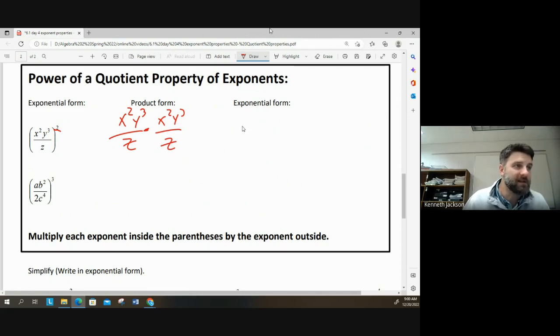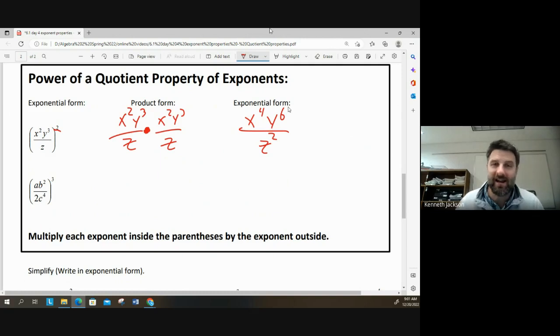Now the rule is, if you multiply by the same base, add the exponents. Well, I am multiplying x squared and x squared, that's x to the 4th. I'm multiplying y to the 3rd and y to the 3rd, that's y to the 6th. And I am multiplying z times z, which is z squared. So multiply by the same base, add the exponents. That was day 1 of exponent properties.